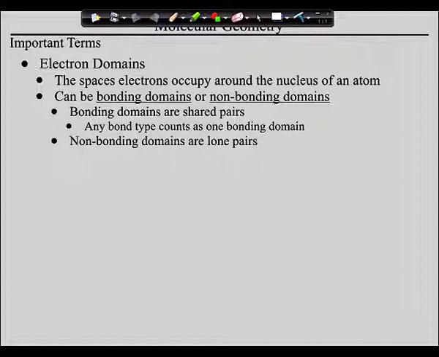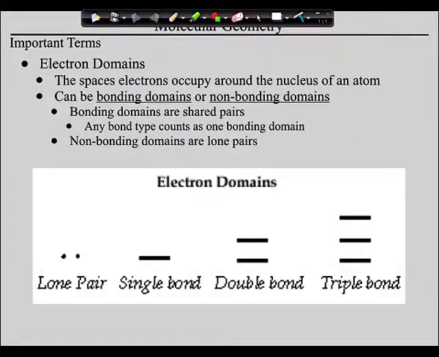So here's what we know. What is an electron domain? It is the space that electrons occupy. There are two kinds. There are bonding domains that are the shared pairs. There are non-bonding domains that are the lone pairs. And guys, remember, for the last two homework assignments you have been counting shared and lone pairs. Without knowing it, you were actually counting domains. But we've got this weird idea that any type of bond counts as one domain. So let me show you what that means, and there's room for you to write this down.